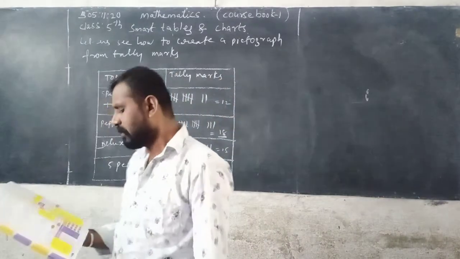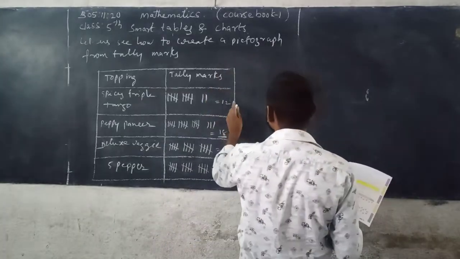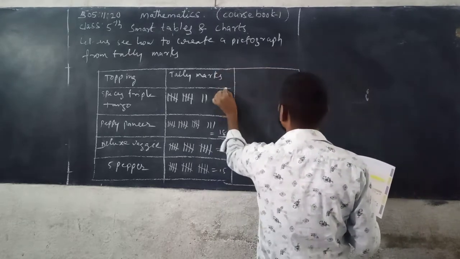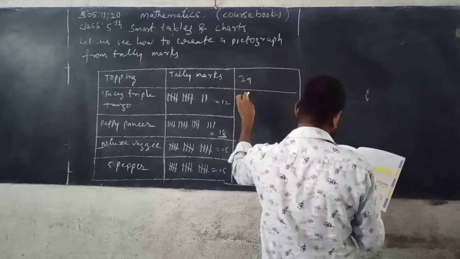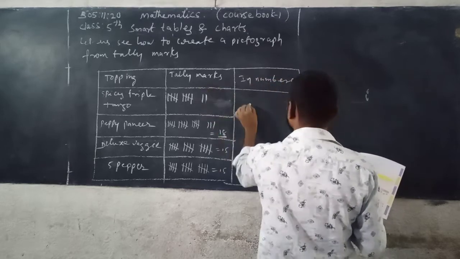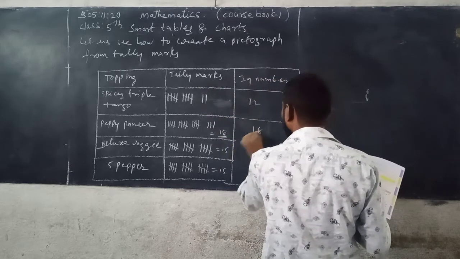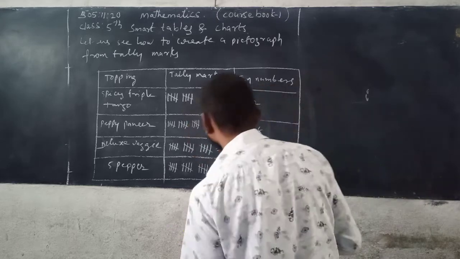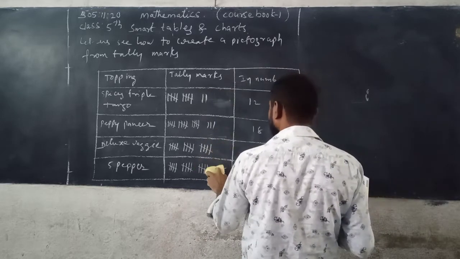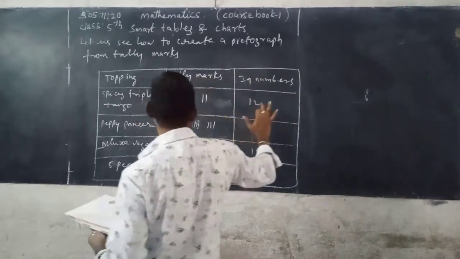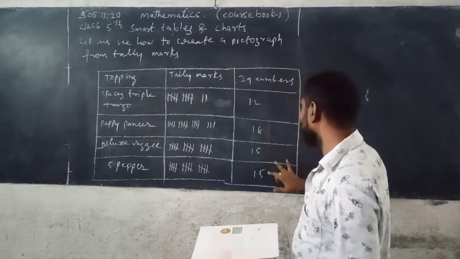See here. Now this is the topping tally marks, and these tally marks you can write in numbers. So 12, 18, 15 and 15. Convert the tally marks to the numbers. So here 12, 18, 15 and 15.